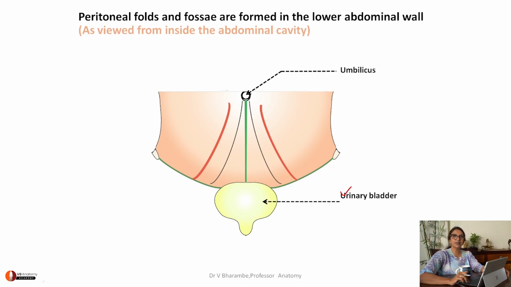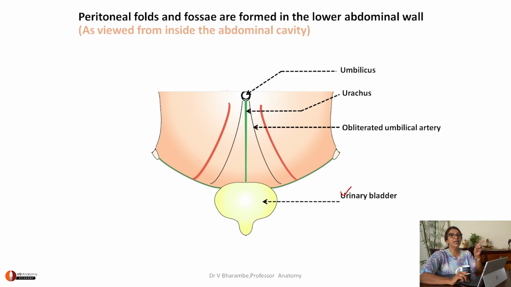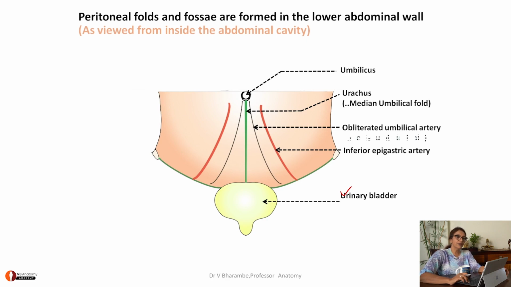What are these structures? In the midline, you are seeing the urachus or median umbilical ligament. Lateral to that, you are seeing the obliterated umbilical artery or medial umbilical ligament. Lateral to that, you are seeing the inferior epigastric artery or lateral umbilical ligament. Each is covered by peritoneum forming a fold, which are median umbilical fold, medial umbilical fold, and lateral umbilical fold.